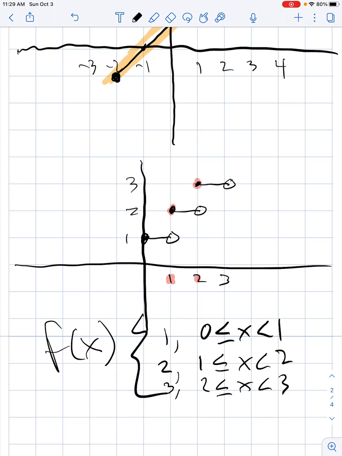This is called a step function. So again, there's like levels. From 0 to 1, or 0 to 0.9999999, it's 1. And then as soon as it hits 1, it steps up. It jumps up. So this is an example of a step function. And this is like your classic piecewise example.